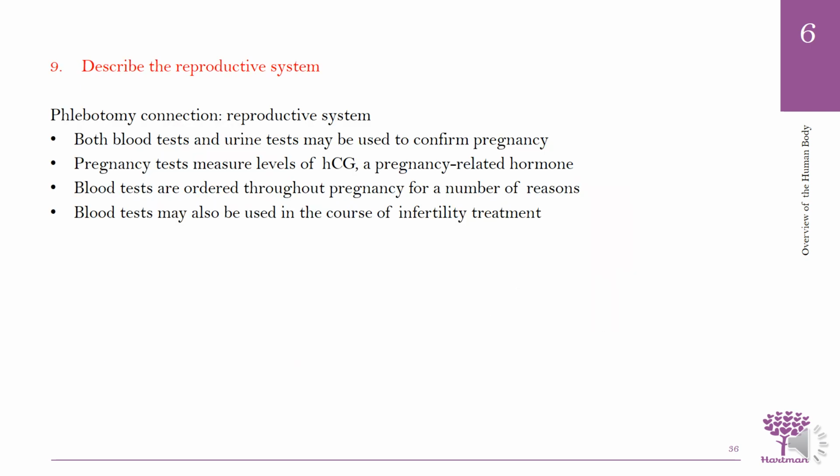Blood tests are used to confirm pregnancy by measuring the level of HCG, a pregnancy-related hormone, in patients' blood. Throughout a woman's pregnancy, blood tests are ordered at various times to screen for potential problems or defects in the fetus. They may also be used in various ways during the course of infertility treatment.